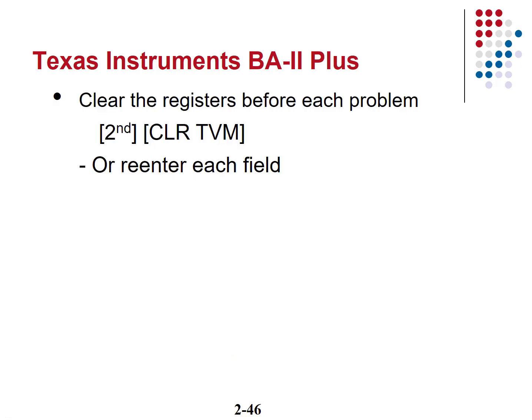Data entered in calculator registers stays unless overlaid or cleared, so it's safest to clear the registers before starting a calculation. To clear the TVM keys, you can press second, clear time value of money, or simply place a value in 4 of the 5 keys, even if one of the values is 0, and solve for the 5th.